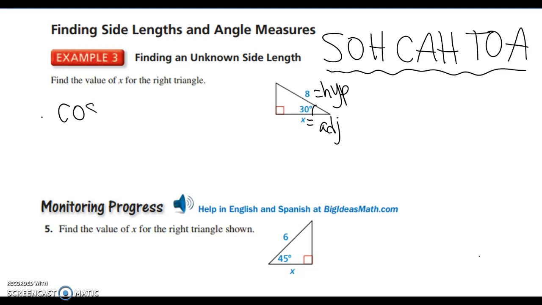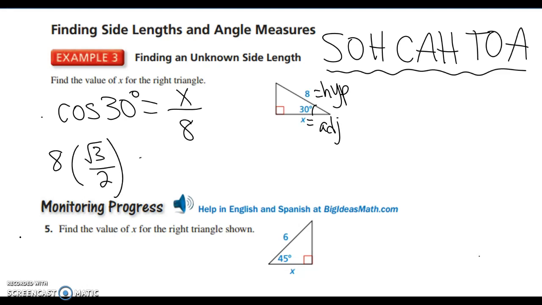So I'm going to say cosine of my angle, 30 degrees, equals my adjacent over hypotenuse. Now we want to multiply both sides by 8, and we also want to replace cosine of 30 degrees with square root of 3 over 2. And that's how we're going to get my x value. I know that 8 divided by 2 equals 4, so I can say x equals 4 square root 3.